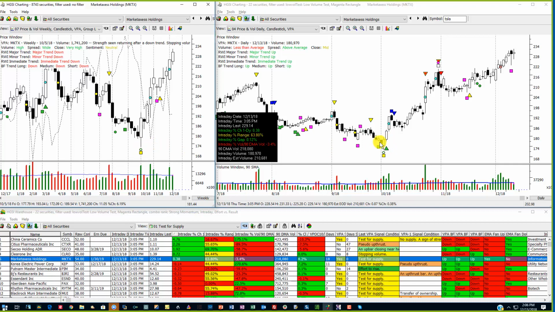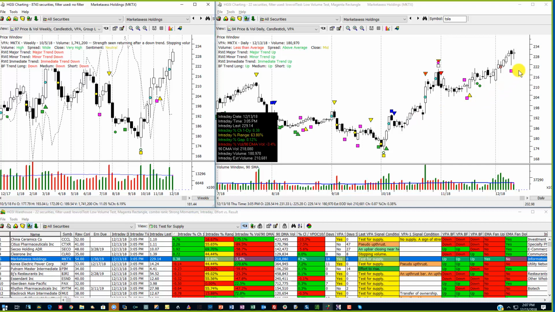So we screen on the daily, but I like to have both charts, the daily here and the weekly over on the left side up and the warehouse view down here. So I get a really nice look at it. But look how beautiful this stock has been. It's gone from approximately 174 up to 229.14 as of the last update about a minute ago.